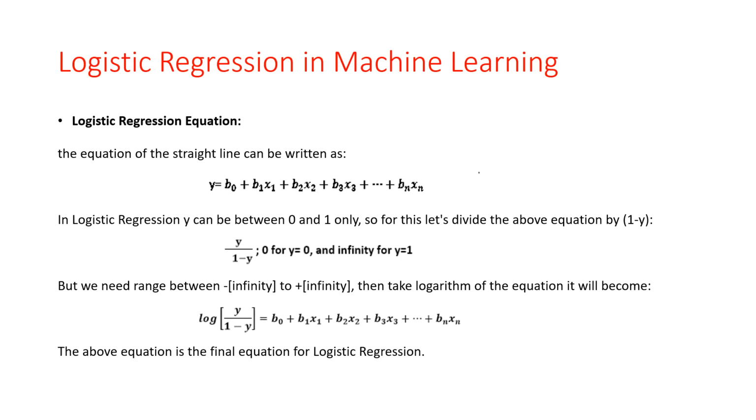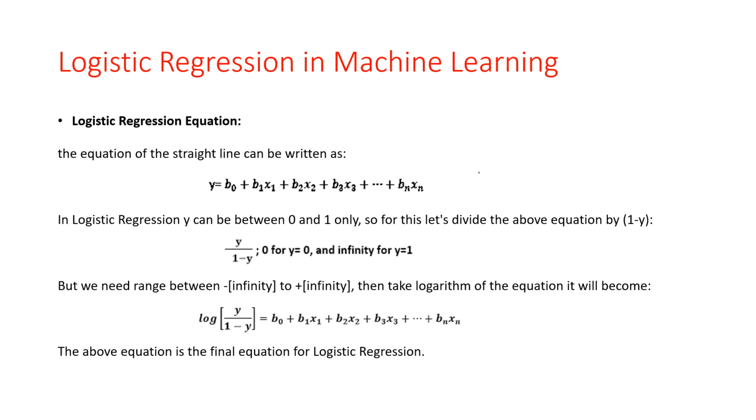So if we are using logistic regression, there are two assumptions. The first is that the dependent variable must be categorical in nature, and the second is that the independent variables should not have multicollinearity. Okay, so the logistic regression equation can be obtained from the linear regression equation.